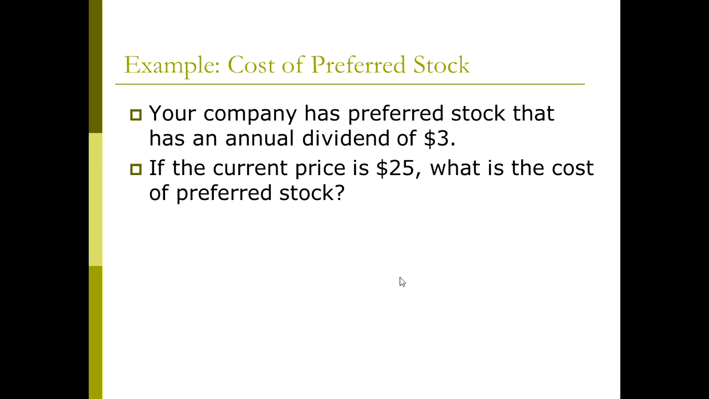So the company has preferred stock that pays annual dividends of $3. The current price is $25. What is the cost of the preferred stocks? Simple. Plug in the numbers. The preferred stock cost is 3/25, 12%.